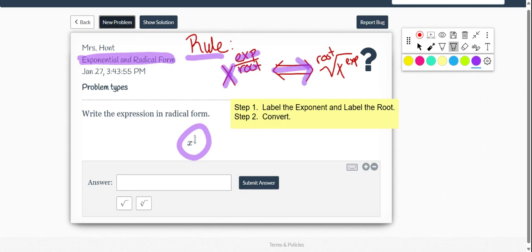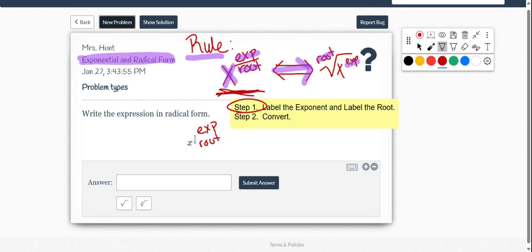So follow the arrow this way, and the denominator of the fraction becomes the root. The numerator of the fraction becomes the exponent on the inside. There are basically two steps to follow as long as you know the rule. Step 1, label the exponent and label the root. It looks like we're currently on this side of our conversion rule, so I'm going to label the numerator exponent and the denominator root.